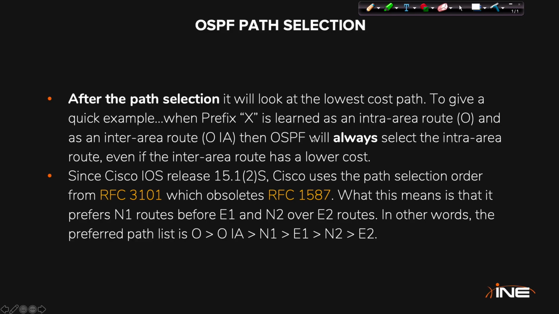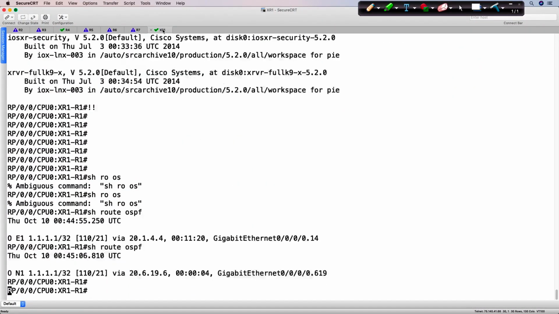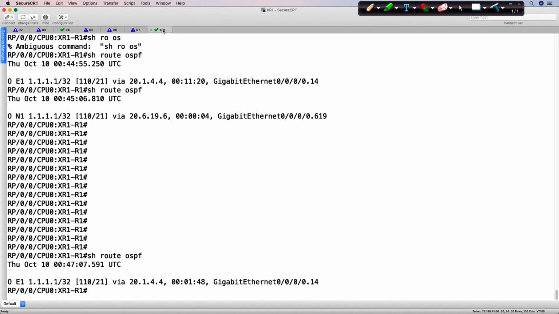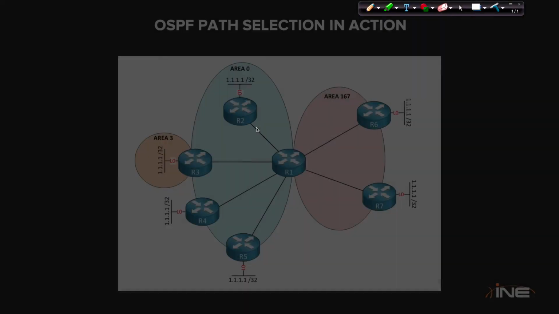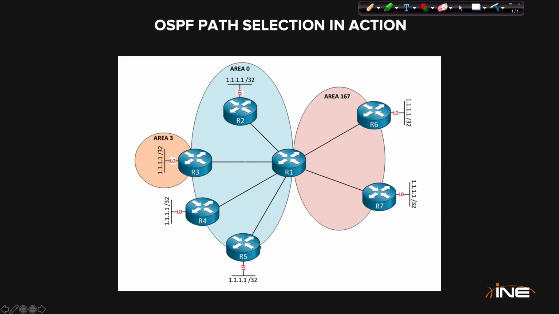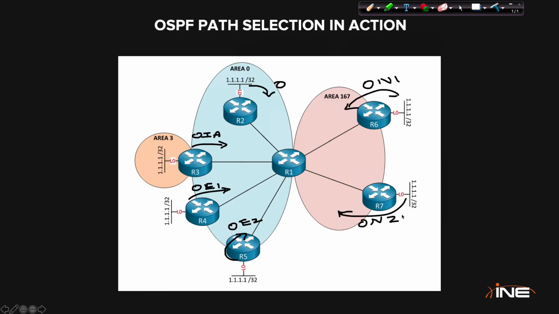So let's test this out. What I'm going to do right now is look at XR1 and do a show route ospf. And let's do a no shut to all my loopbacks. If you look at this diagram carefully, I have the same loopback on every router. So router 2 is sending this loopback as an O route. Router 3 is going to be sending it as OIA. Router 4 is sending this as OE1. Router 5 is sending this as OE2. Router 6 is sending this as ON1. And router 7 is sending this as ON2. So now how will R1 select the path? Let's go back to router 1 and check. So looking at this diagram, by default router 1 should select R2 because O routes are preferred over everything else. It doesn't matter what the cost is.